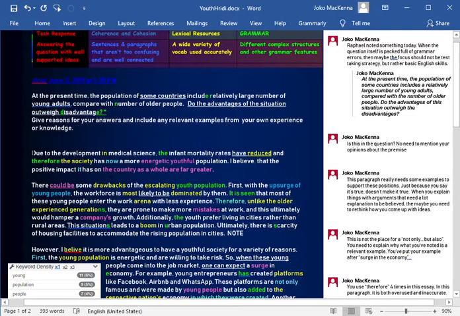All right, so what do we have here? We use our little doohickey. Does this work? Due to the development in medical science, the infant mortality rates have reduced and therefore the society has now a more energetic youthful population. I believe that the positive impact it has on the country as a whole are far greater.